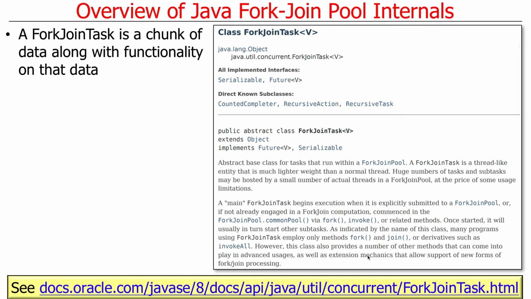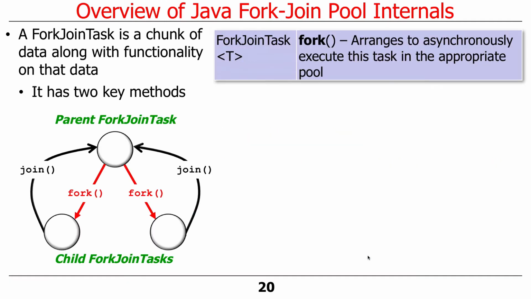A ForkJoinTask is a chunk of data that you control, that you manipulate, create, and manage, along with some functionality to do stuff on that data. We'll see it's kind of the basic unit of scheduling and computation in the ForkJoinPool framework. There are a bunch of methods that a ForkJoinTask has, but the most important of them are fork and join, as you might expect. And here's kind of how to think about this.